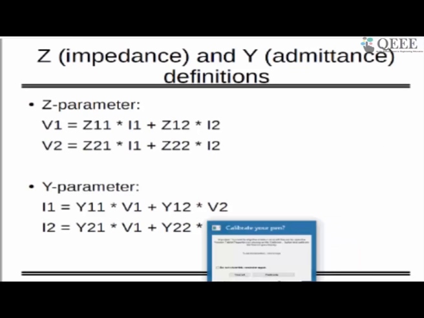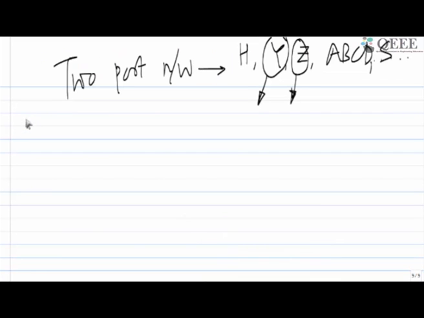For that, let's assume that I'm making the Z parameter network. First of all, how to write down the Z parameters? There are four Z parameters: Z11, Z12, Z21, and Z22, because of two voltages and two currents. The combination of those four will give you four Z parameters.